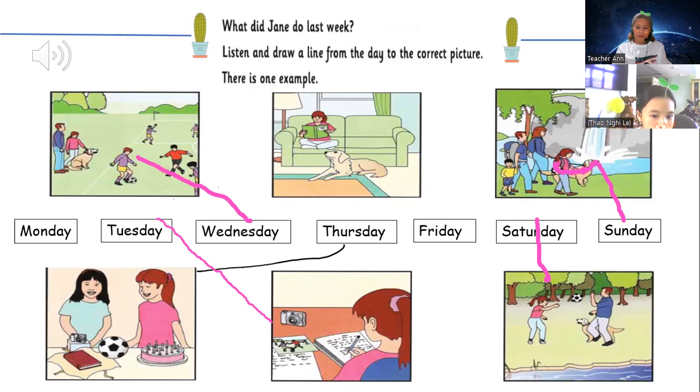Now listen to part 3 again. 1. What did you do on Tuesday? On Tuesday, I was at home. I did my homework. Was it difficult? No, it was easy. I had to write a story.